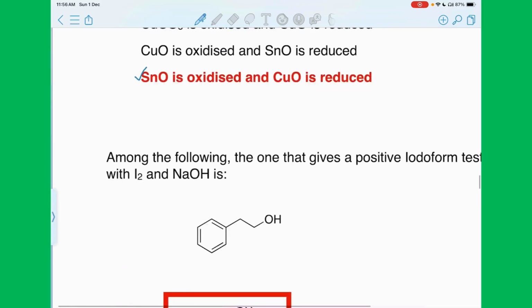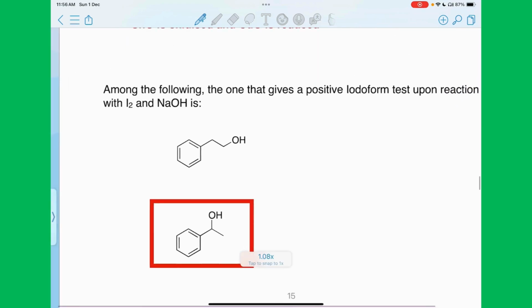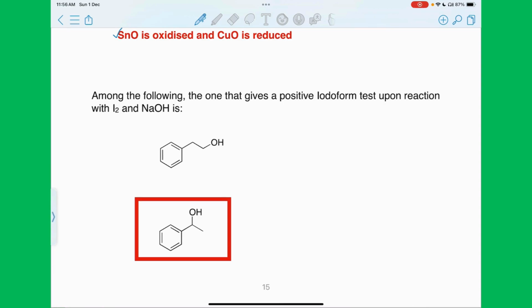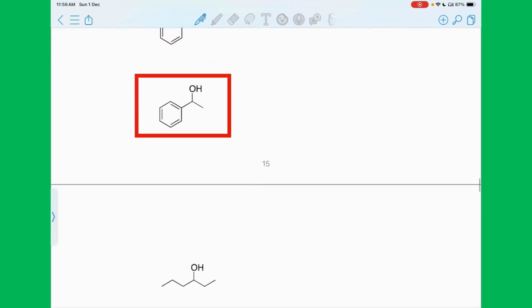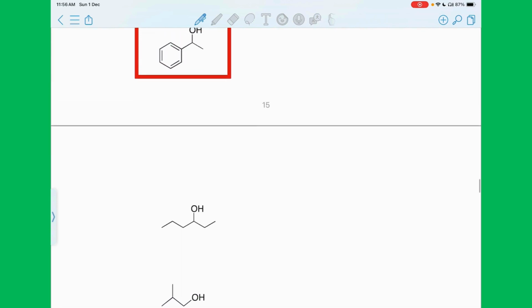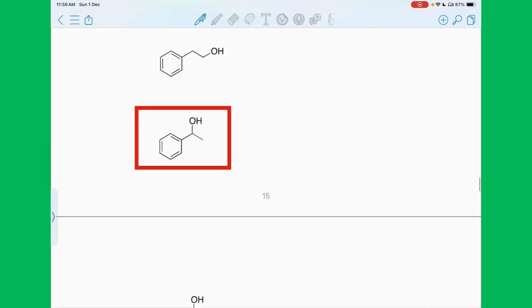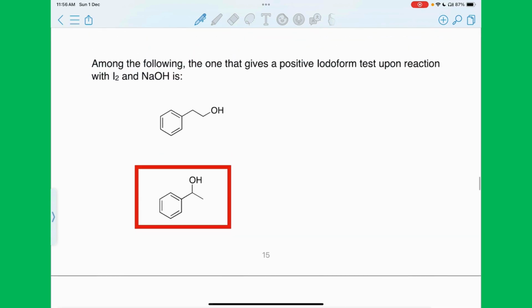Let's get to another question. Among the following, the one that gives positive iodoform test upon reaction with I2 and NaOH is. Okay, let's check for the options. Let's first understand what iodoform test is. Iodoform test is a chemical reaction to identify the compounds which contain CH3CO group, that is a methyl ketone group, or can be oxidized to this group. When a compound reacts positively, it produces a yellow precipitate of iodoform, which is CHI3, the yellow ppt.